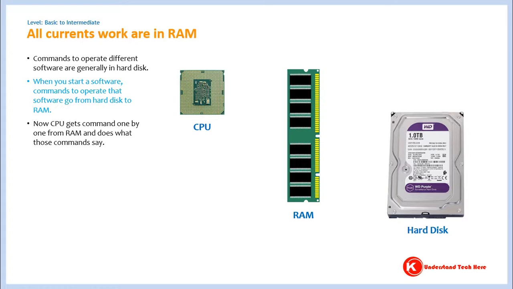So far, I have been saying that whatever software you start, commands to operate them go from hard disk to RAM. However, not only commands of currently used software are in RAM, but anything that is open will be in RAM. If you are viewing web pages, they will be in RAM. There is a document in a pen drive. If you open it, the document from the pen drive goes to memory.